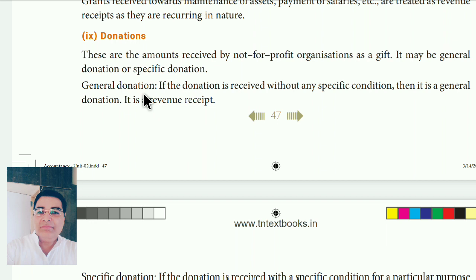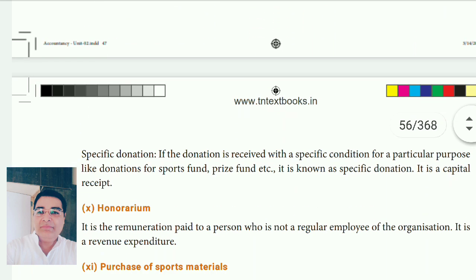So if simply in the question is given donation or donation received, then you have to write it on the income side. But if they mention a particular or specific donation like sports fund, prize fund, etc., which you have to use for a particular purpose, then it will not come under income and expenditure account. That will be a capital receipt, so it will come under all the funds. You have to write it only on the liability side.